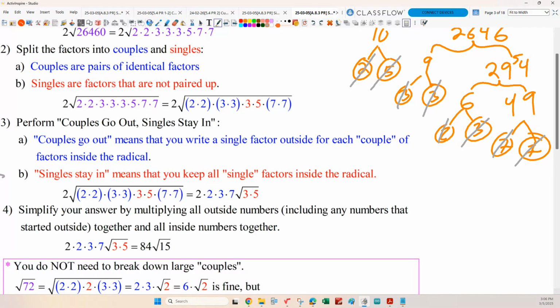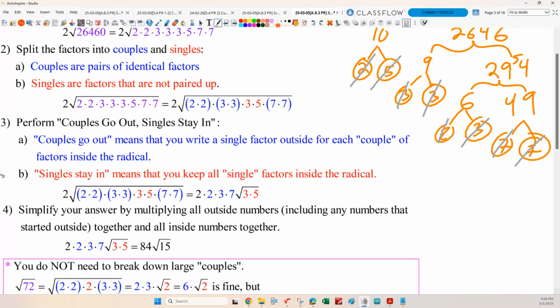Okay, so why do couples go out? Well, what is 2 times 2? What's the square root of 4? 2. Oh, what do you know? So the square root that goes with that couple of 2s ends up being a 2 outside the radical, right? 3 times 3 is 9. The square root of 9 is 3. So look, that gives me a 3 outside the radical, okay?